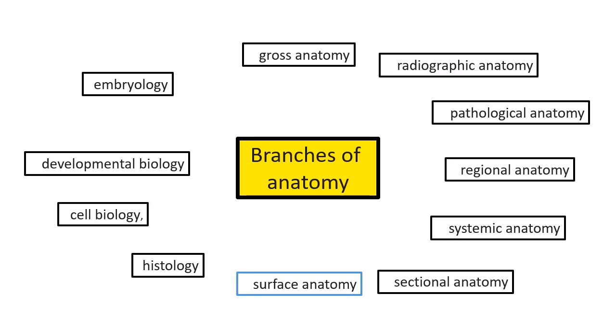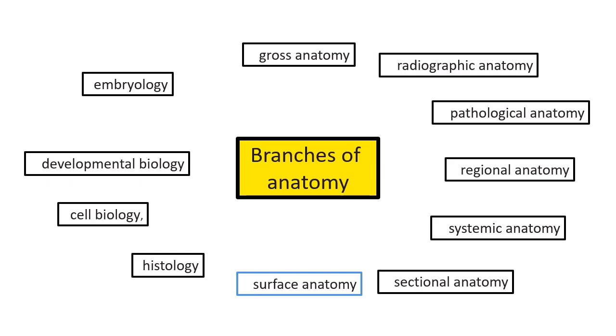In this slide, we can see the central idea that anatomy has different branches. The top one is the gross anatomy, which we will be talking about. Then there is anatomy of X-rays, radiological anatomy, then there's pathology, then regional anatomy, anatomy of a specific area, then systemic anatomy, anatomy of a system.